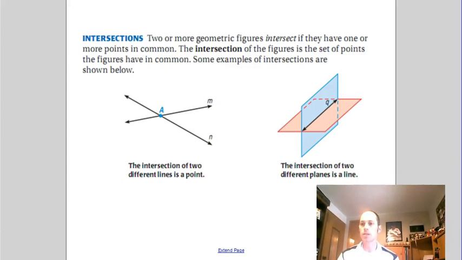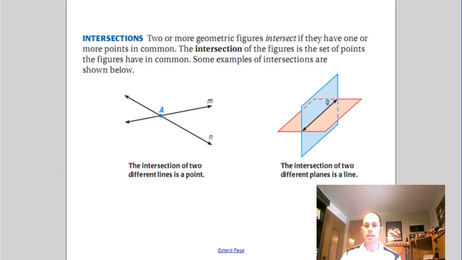And one final thing we want to take a look at is intersections. Okay, let's define what an intersection is. An intersection is when two or more geometric figures have one or more points in common. So it's where they cross. The intersection of the figures is the set of points that they have in common. So if I have two lines intersecting, they're going to cross at one point. So they intersect at point A. If I have two planes intersecting, remember we think of a plane as like a wall. Where do the walls meet? Well, they meet along a line in the corner of the room. So planes meet on a line.